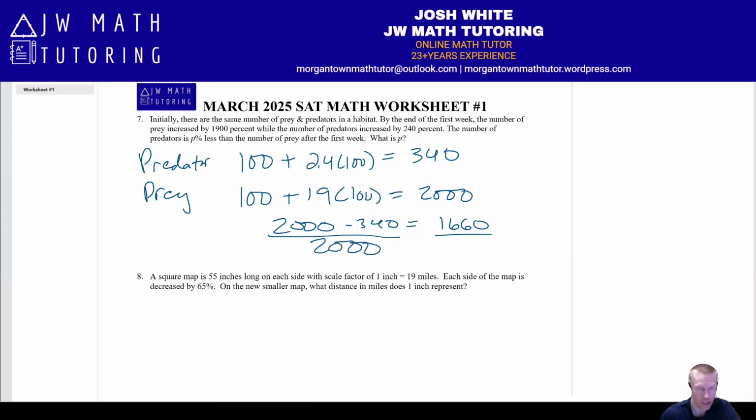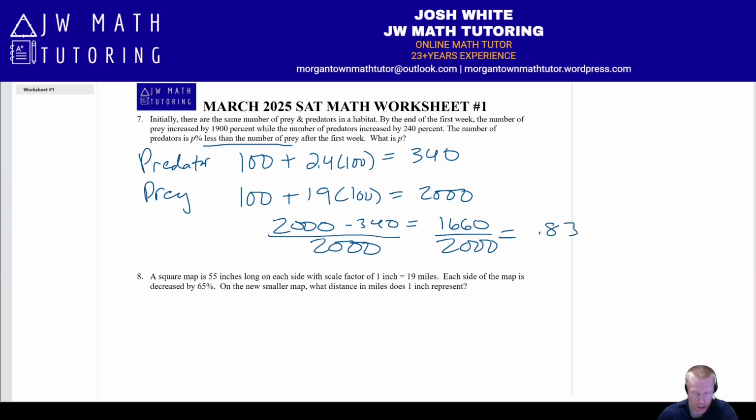The reason we do that is because of the way the wording is here. It says the number of predators is p% less than prey. So since we're doing less than prey, we're using prey as the comparison value that we're finding the percentage less than. We're saying 340 is what percent less than 2,000. Because we're comparing it to 2,000, that's why that goes in the denominator. So then you just divide these.